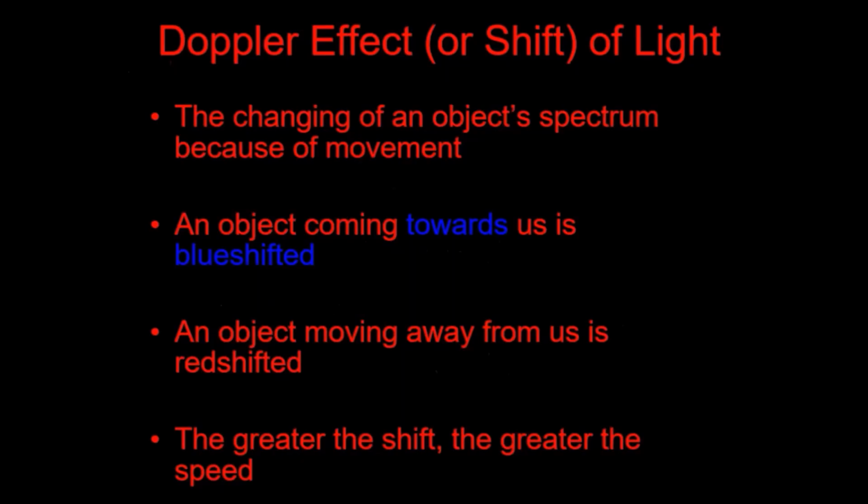When we're talking about light, this is particularly useful to astronomers because the spectrum of an object will be changed due to its movement, and stars and planets even are moving quite quickly. When we're dealing with stars, if an object is moving towards us, it appears bluer and is what we call blue shifted. If an object is moving away from us, its color moves towards the red end of the spectrum, and is what we refer to as red shifted. The greater the shift, the greater the speed.